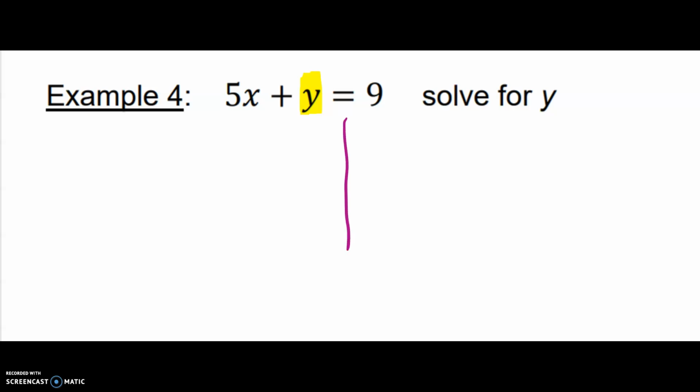We're still going to use the exact same steps. We're still going to use whatever inverse operations we need to in order to get everything away from this y on the left-hand side of our equation. So the first thing I'm going to do is I'm going to subtract 5x, because that's a positive 5x. And this is the addition problem up here, so I'm going to subtract it to get rid of it, which means I have to subtract 5x from the other side of my equation.